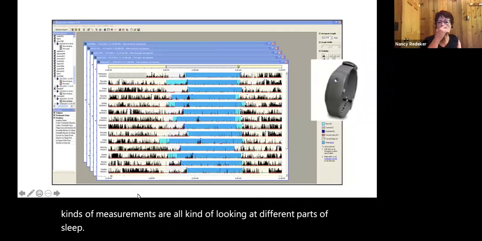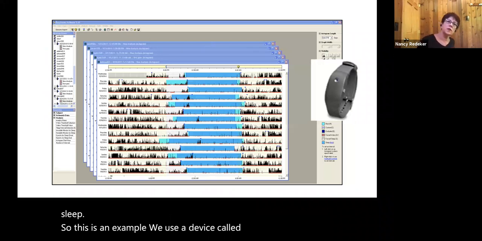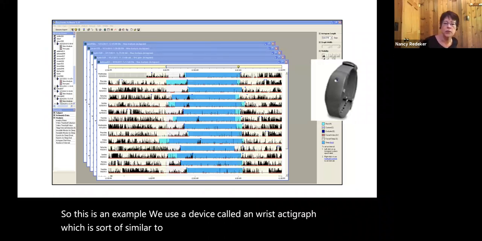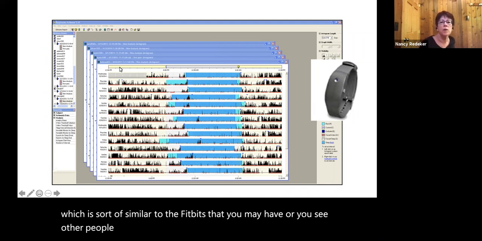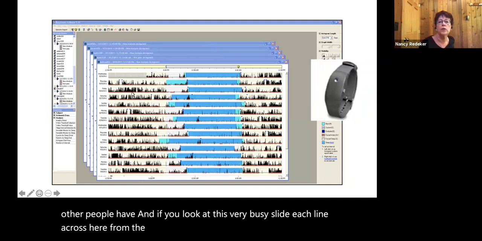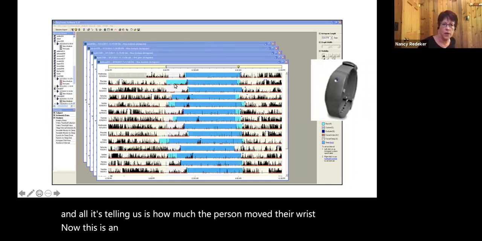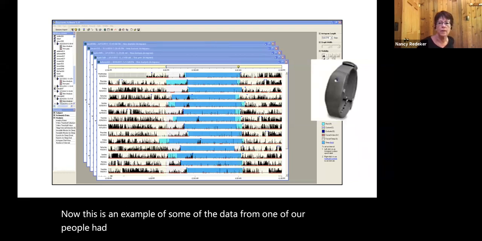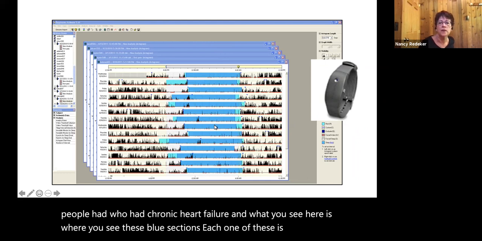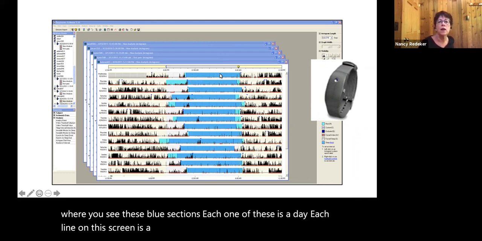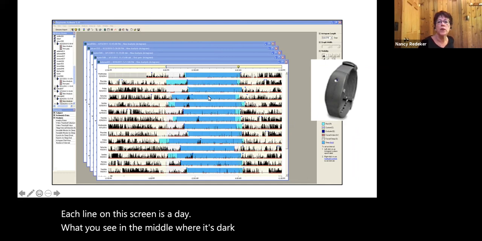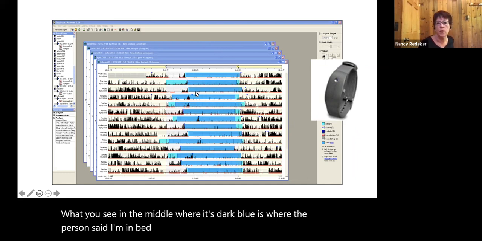So this is an example. We use a device called a wrist actigraph, which is similar to the Fitbits that you may have or see other people have. If you look at this very busy slide, each line across, from noon to noon, is telling us how much the person moved their wrist. This is an example of some of the data from one of our people who had chronic heart failure. Each line on this screen is a day. What you see in the middle, where it's dark blue, is where the person said, I'm in bed, so we thought they might be asleep.